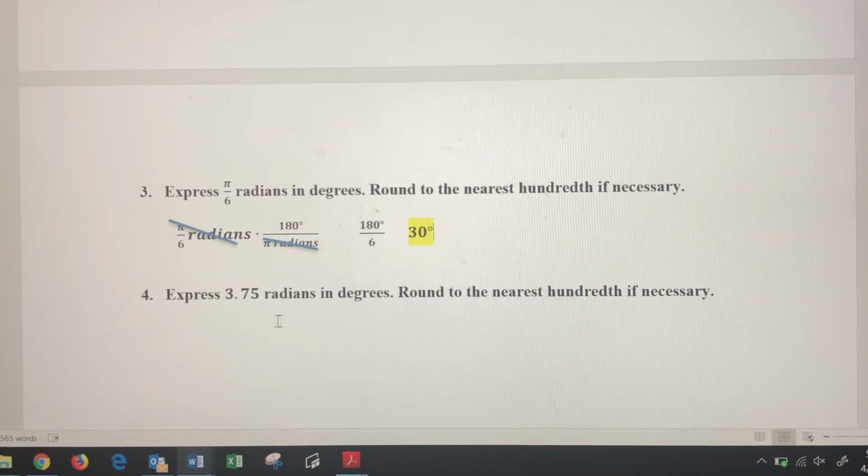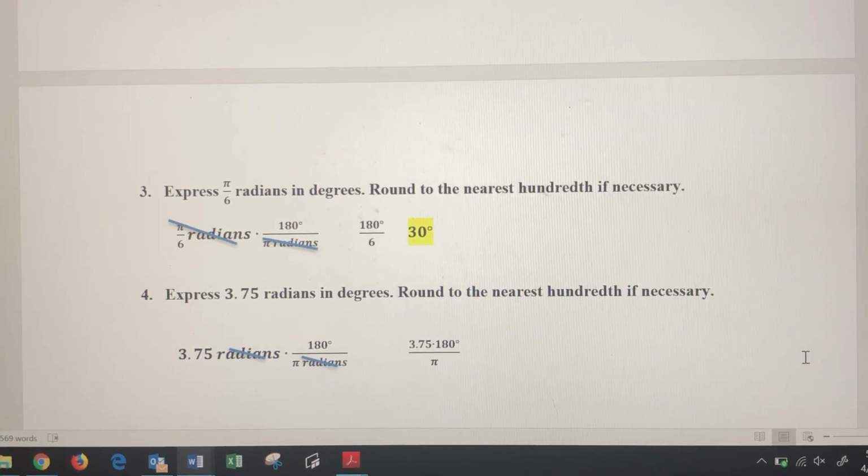A little bit tougher, 3.75 radians. This is given in decimal form, not in terms of pi, but it doesn't change anything. We're in radians and we want to go to degrees, so we're going to multiply by this conversion factor, 180 degrees over pi radians. The radians are going to cancel out, just a little unit or dimensional analysis there. What that leaves me with, since this 3.75 is over an understood 1, is 3.75 times 180 divided by pi.